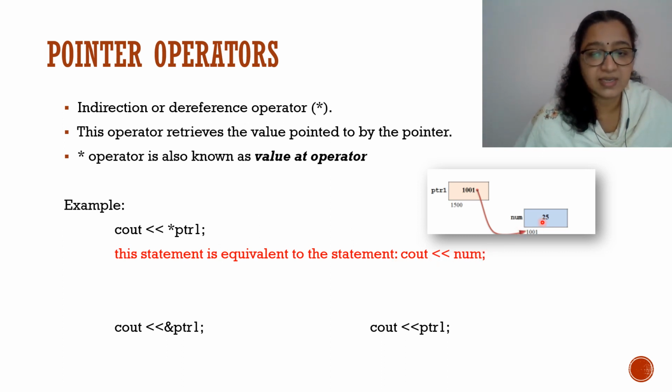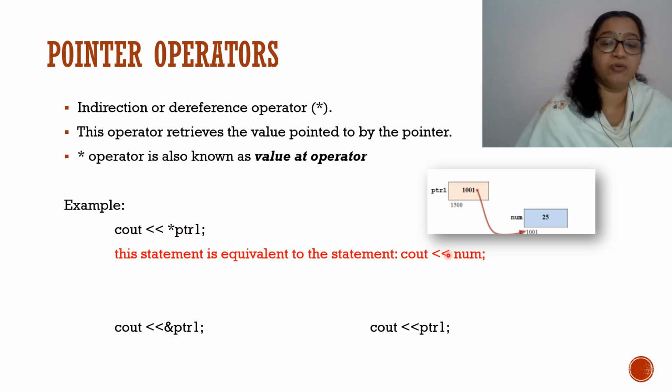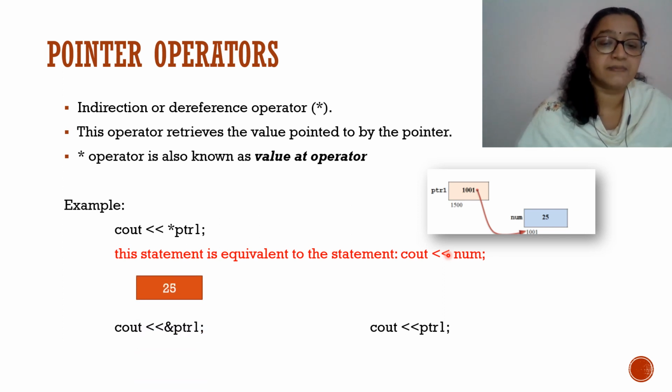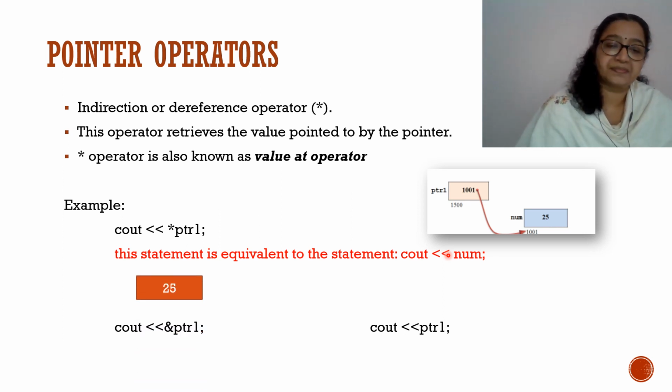25. Yeah. Same as if we use cout star PTR1, directly through the pointer we'll get the value of num because it is pointed to num. So the location, the address, is there in PTR1. So when we put star with the pointer, we will get the value. So the answer is 25. Clear? Okay. See the next one.